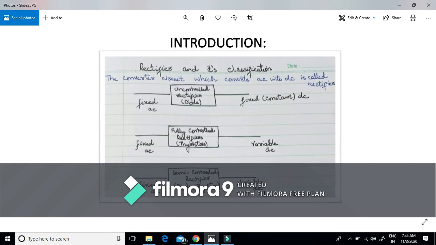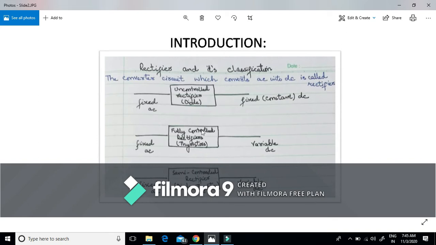While in the case of semi-controlled rectification, where we are using diodes as well as thyristors, we are converting fixed AC into variable, or we can say adjustable, DC. This adjustable output voltage is obtained by changing the firing angle of these thyristors. Here, the controlled output voltage and the current are unidirectional, and the power flow is only in one direction, that is from the AC source to the load, from the AC side to the DC side.